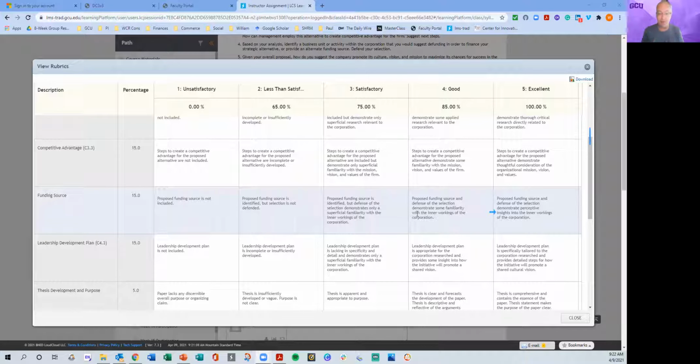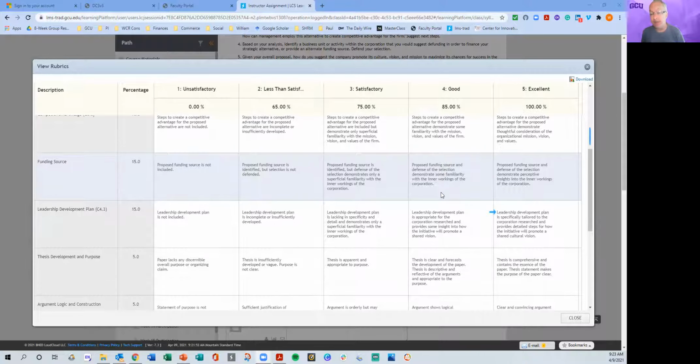Show me how your proposed funding relates to the inner workings of the corporation. You need to be able to defend it. You need to be able to describe it. You need to be able to tell me how it relates to the organization and how it's a good fit for the organization. If it's something that the organization has never, ever tried before, that would be a much tougher sell to your CEO. So make sure that it relates rather strongly and give me the support through your references, through your research of how it relates.